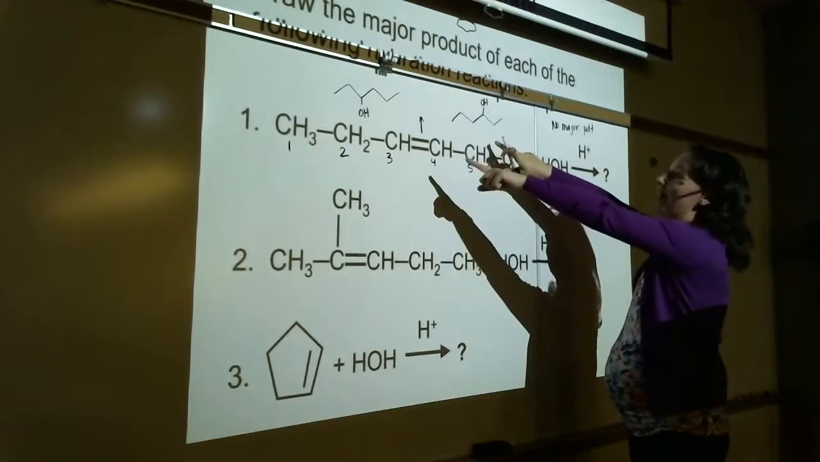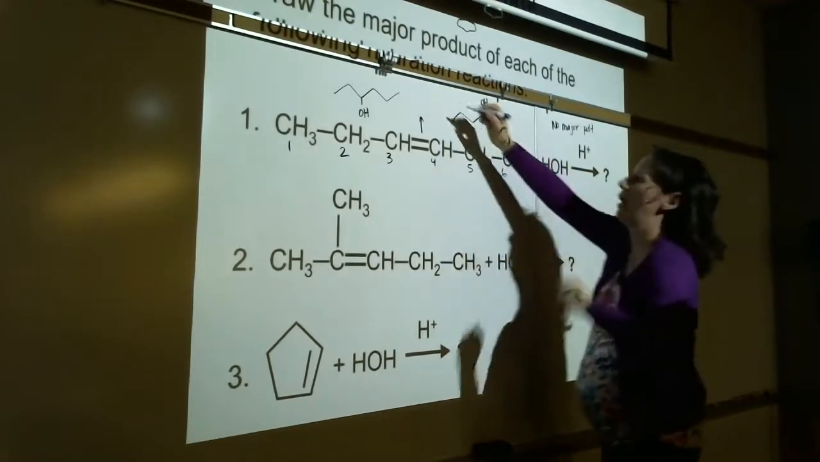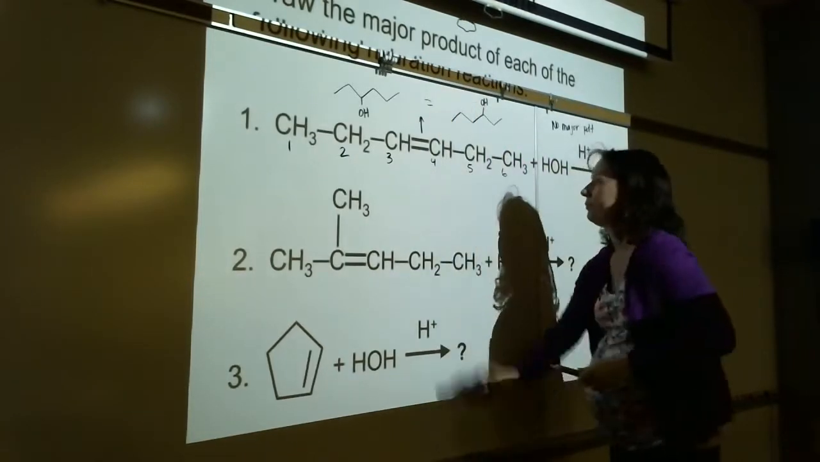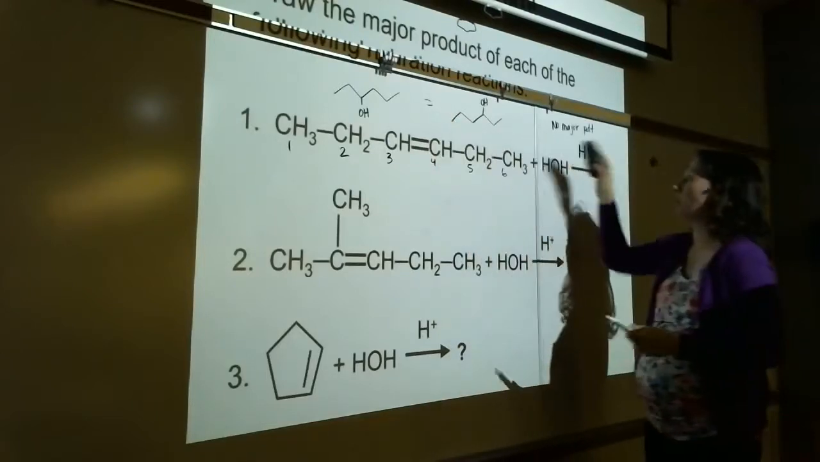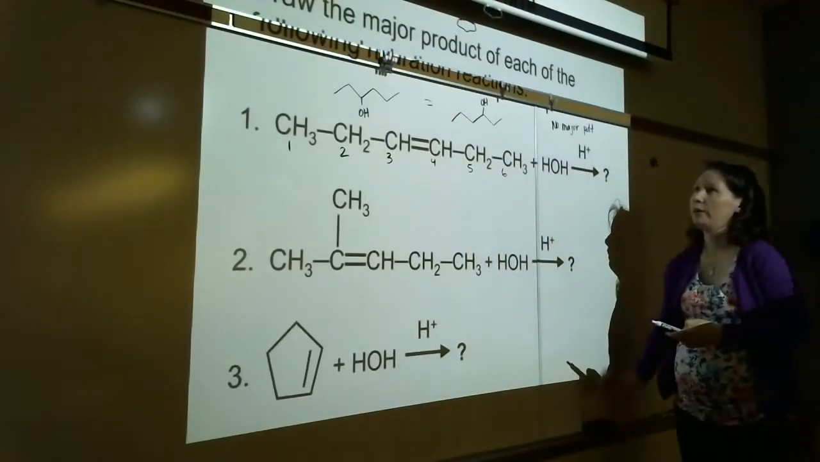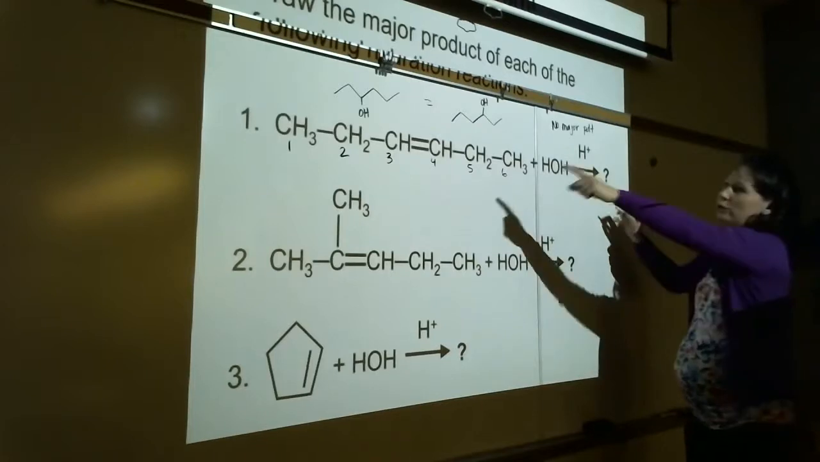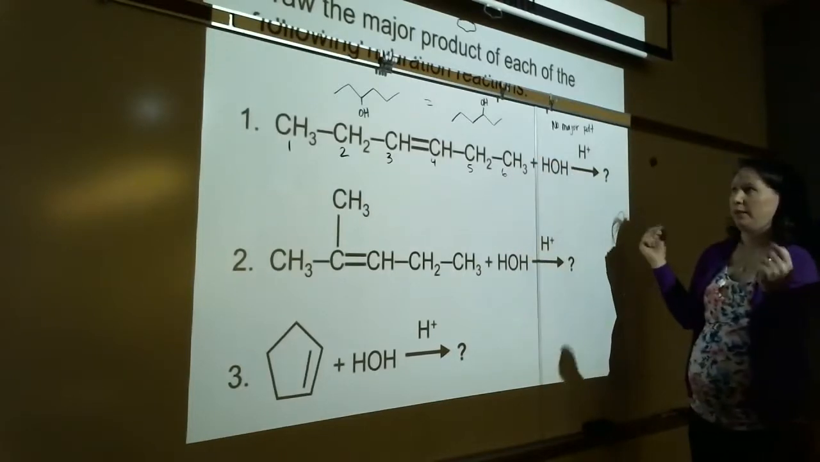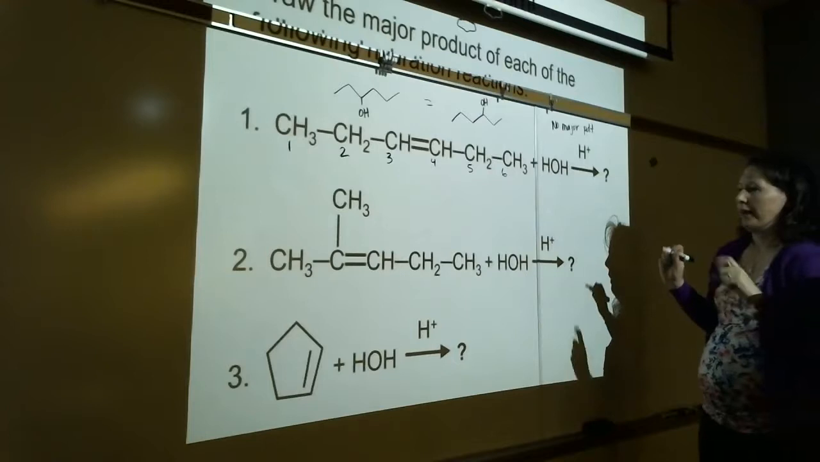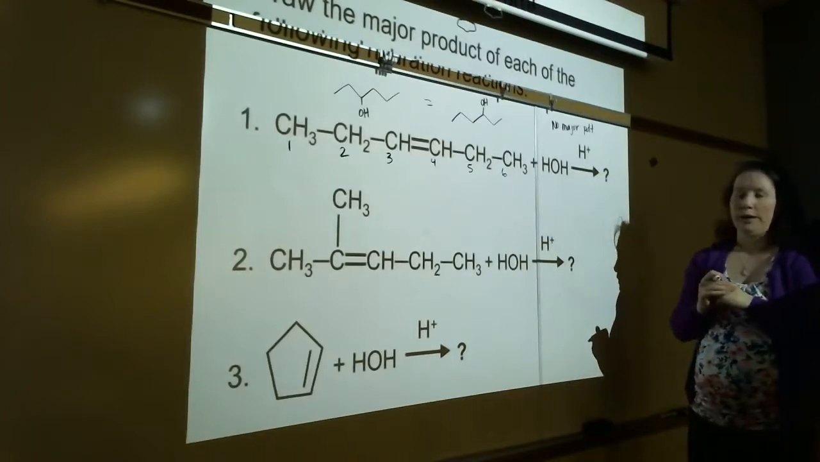So we could draw either one of those because those are the same molecule, right? So you could draw either one of those as your answer. Now we don't know how to name it yet. So whether you drew that or that, it's the same thing. Okay, in number 2, is there going to be a major product?